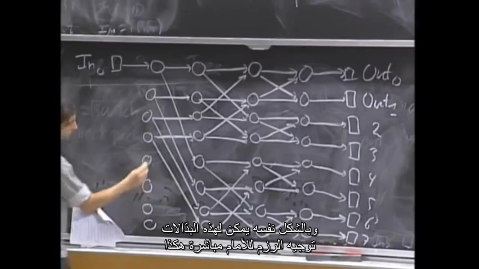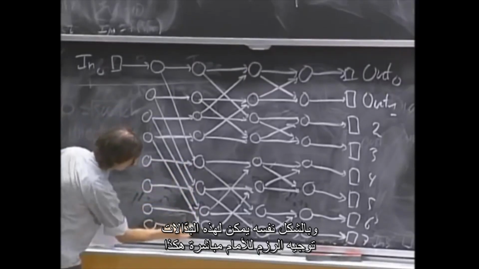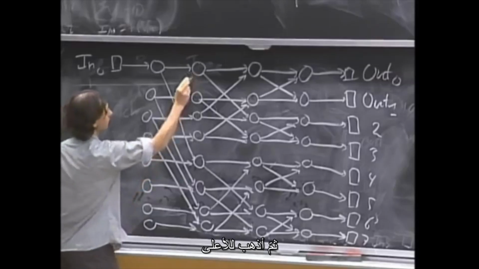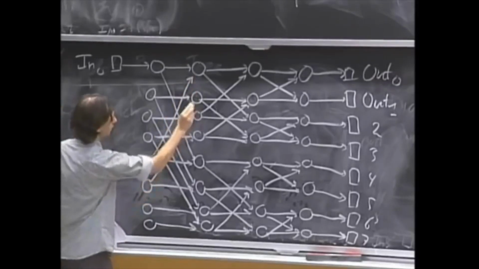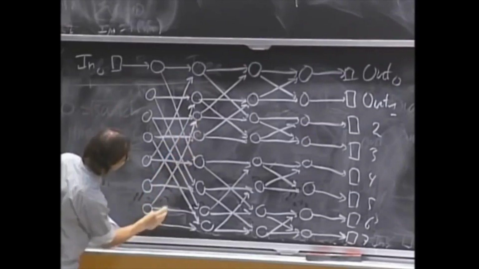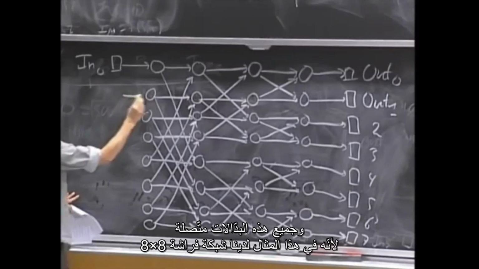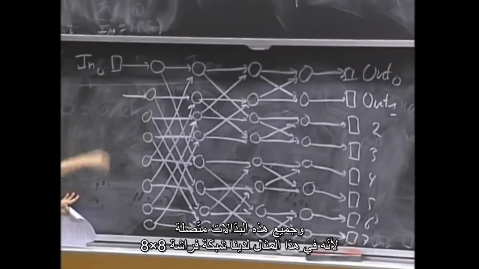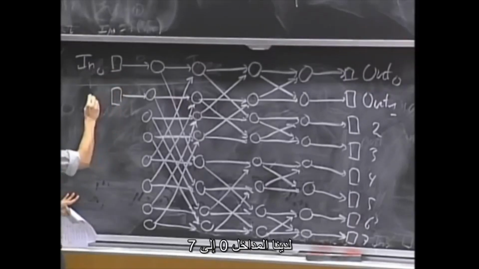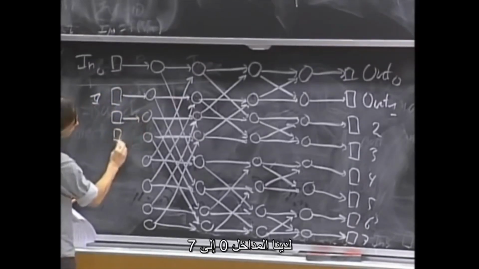And in the same style, these can forward them straight like this, and then go up like this. And these are all connected because in this example we just have an 8x8 butterfly network. We have inputs 0 to 7.